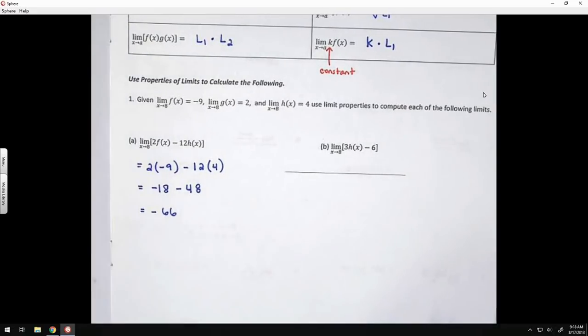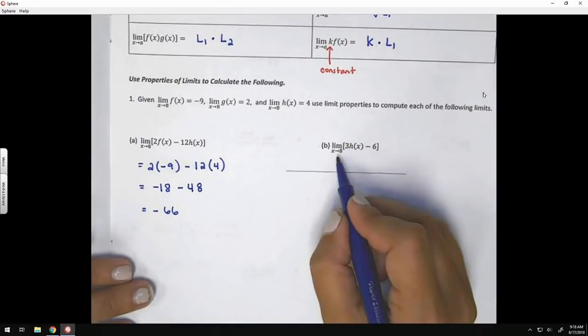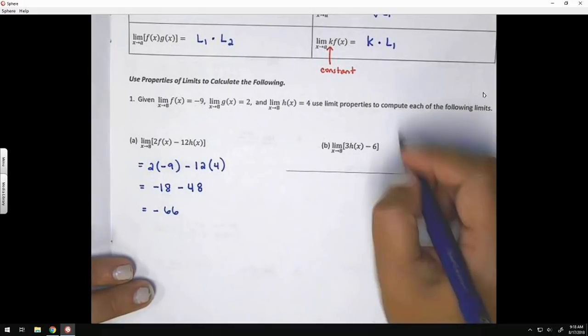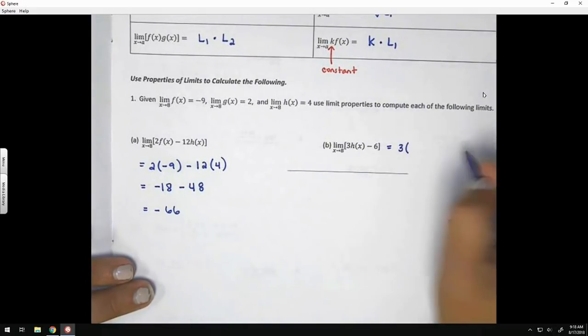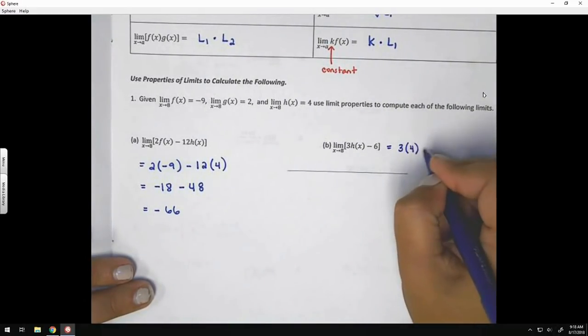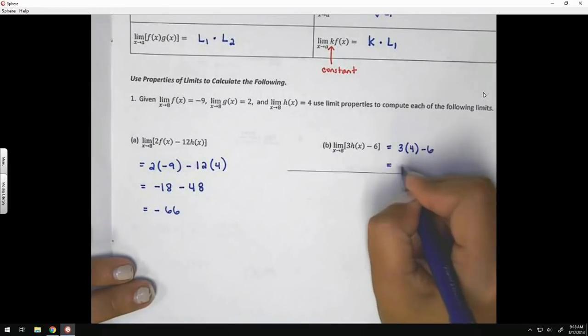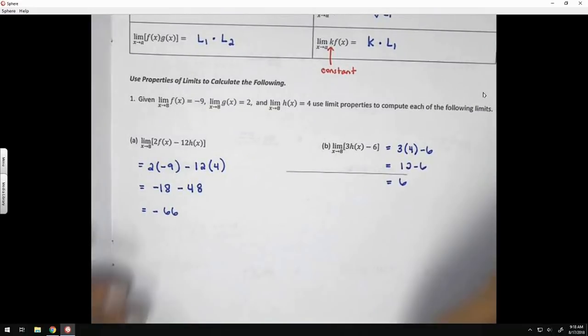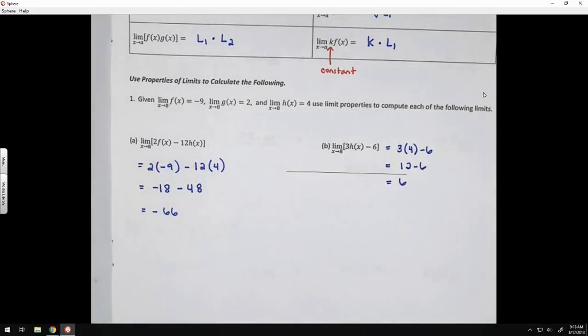If I want to know the answer for the limit as x approaches 8 of 3 times h(x) minus 6, I would just do 3 times the answer from h(x), which is 4, minus 6, which gives me 12 minus 6, which is 6. So basically, if you know some answers, you can find some other answers by just using arithmetic.